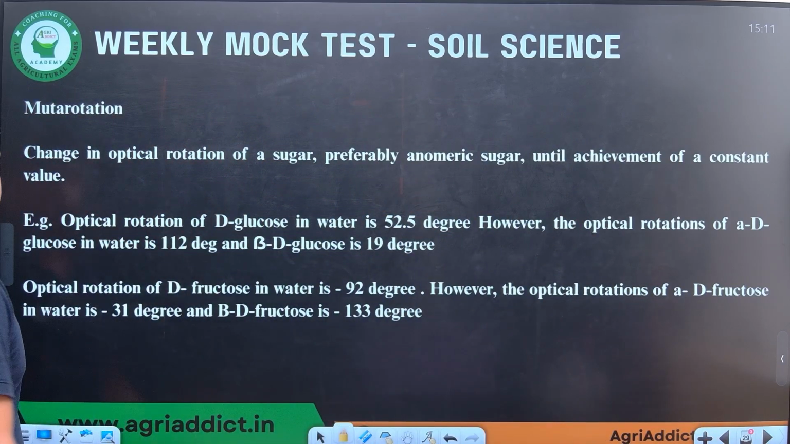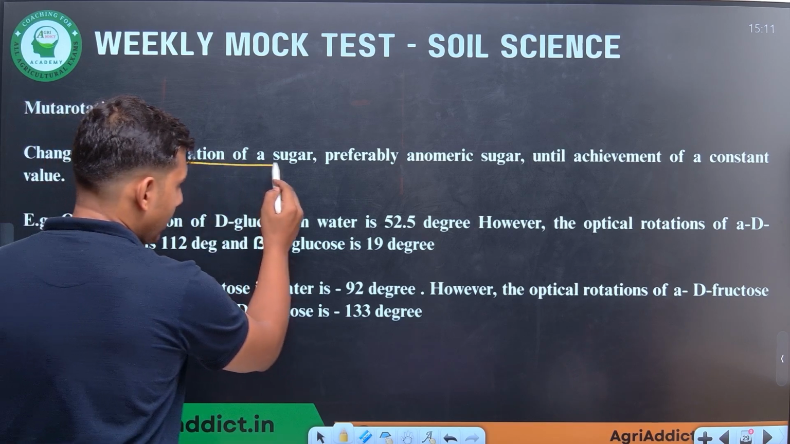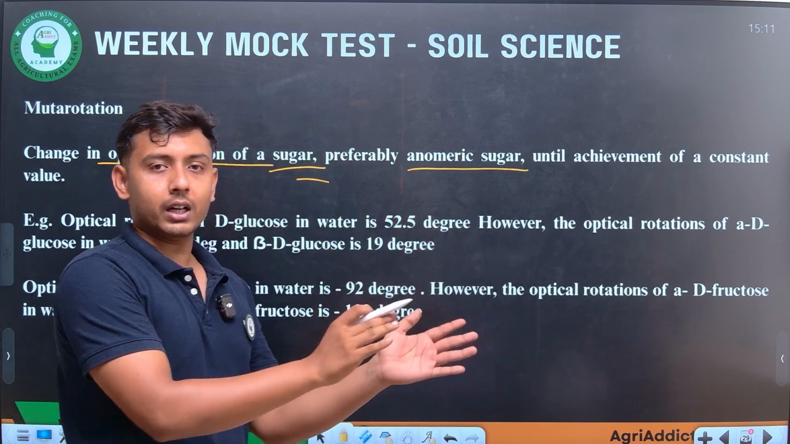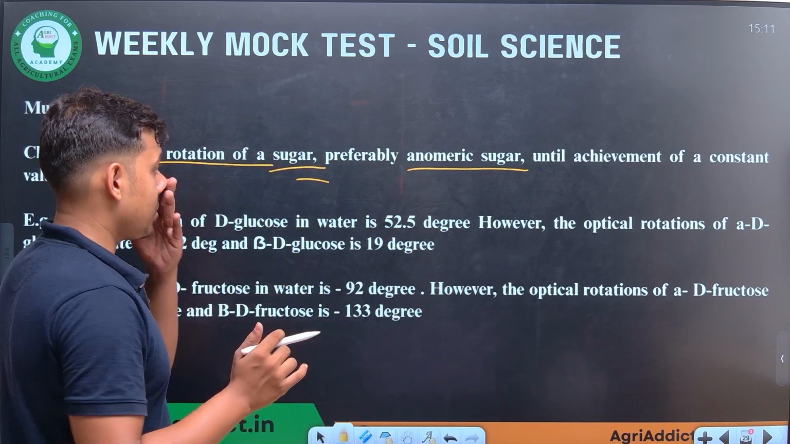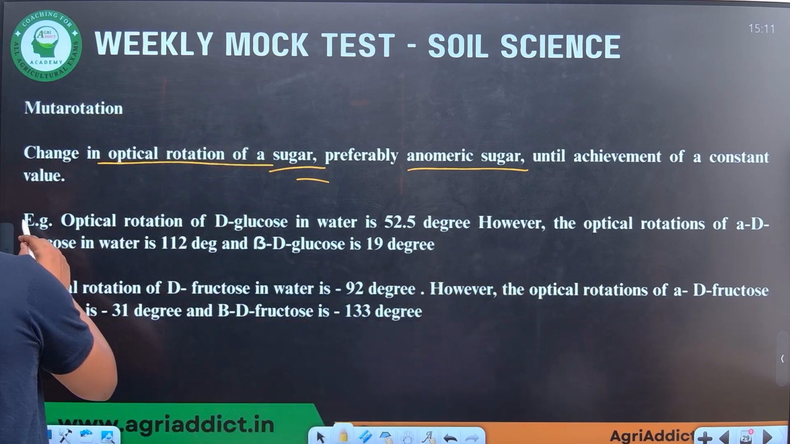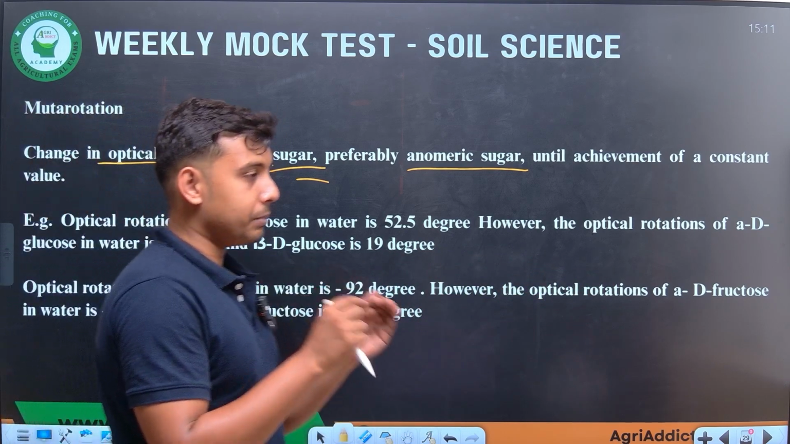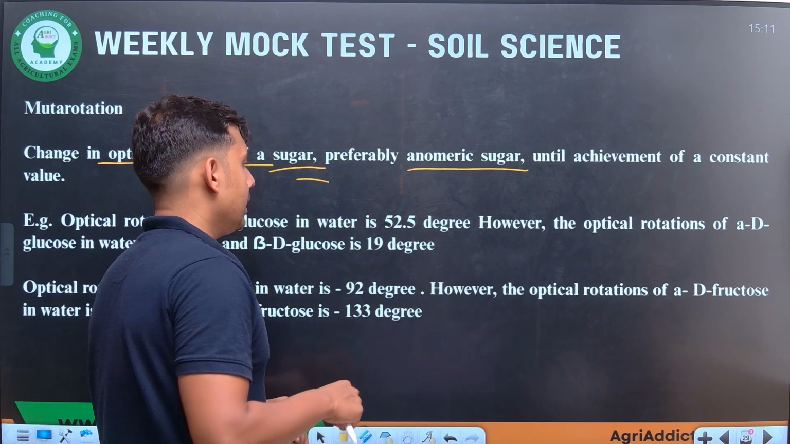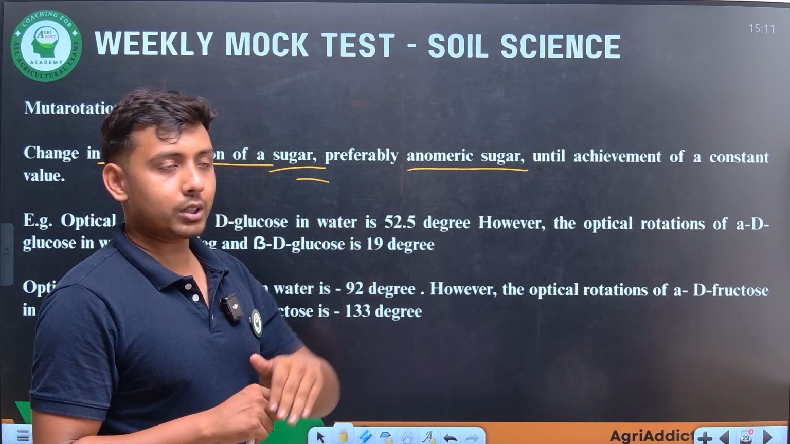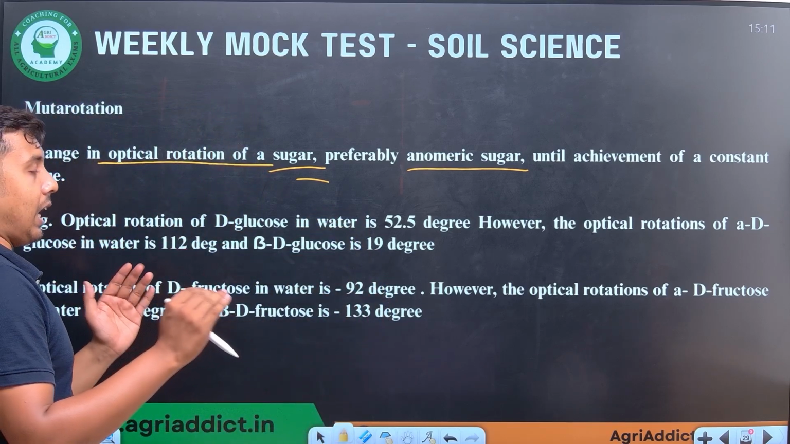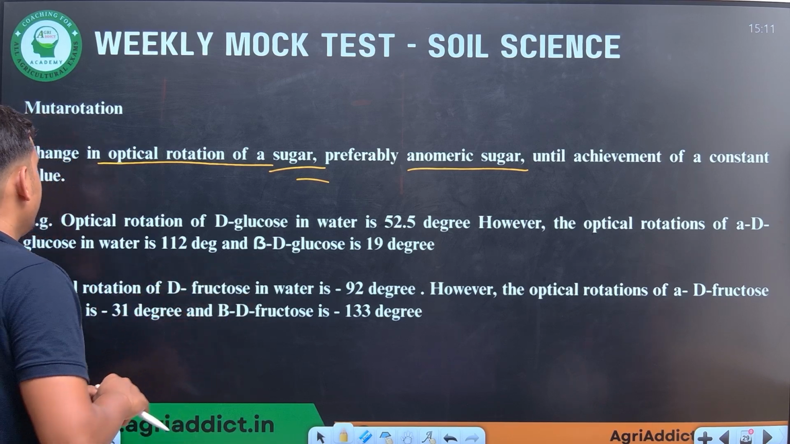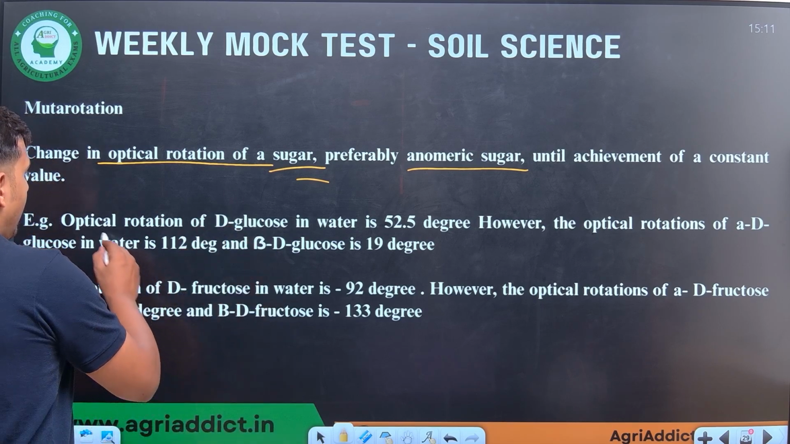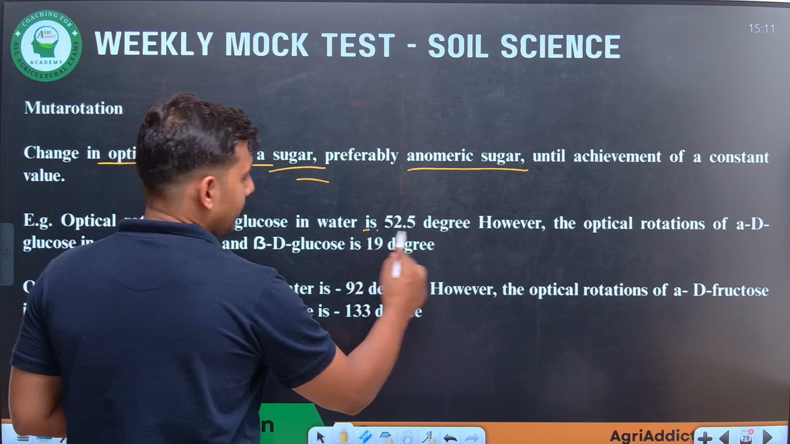So mutarotation is a change in optical rotation of a sugar, preferably an anomeric sugar, meaning it has anomers. Anomers mean alpha, beta, these are anomers. So it can change until a constant value is achieved. When it achieves the constant value, like the previous example, 52.5 degree optical rotation, then it is constant. Until that there is always a change. So this is the change in optical rotation of a sugar, preferably an anomeric sugar, and the optical rotation of D-glucose in water is 52 degree.